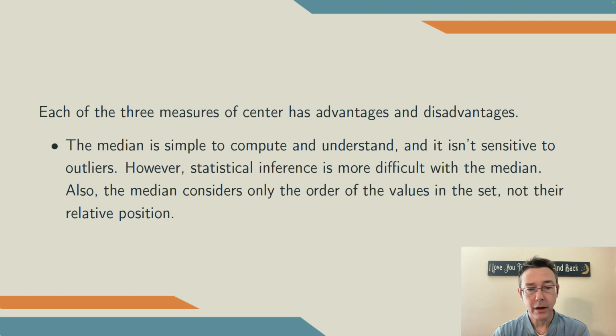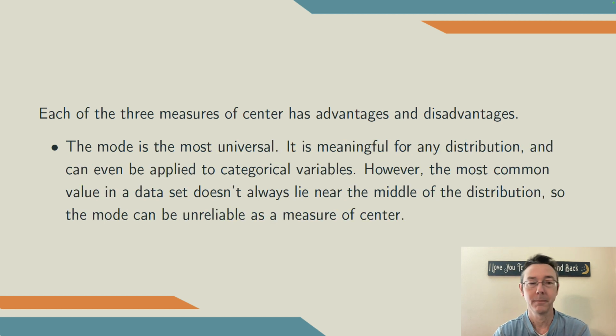The median is simple to compute, and it's very easy to understand, and it's not sensitive to outliers, so those are some really big advantages. Unfortunately, statistical inference, which we're ultimately wanting to do when we study statistics, is more difficult with the median. It's harder to reason from a sample to a population when you're talking about median rather than mean. Additionally, the median only considers the order of the values in the set, not their relative position. So it does not take into account that a certain value might be much larger than the median, or much smaller. It only takes into account that values are larger or are smaller.